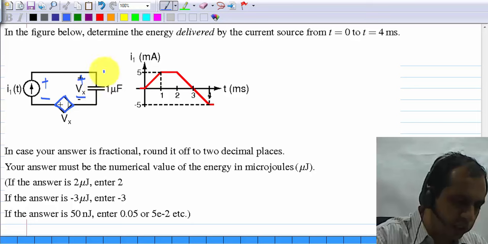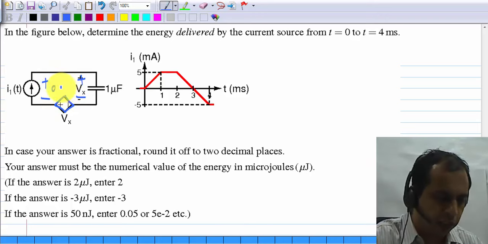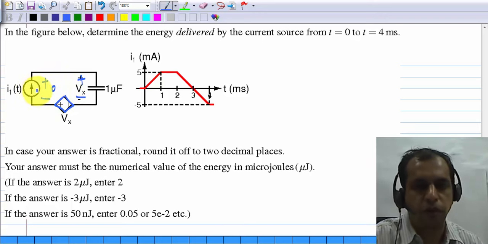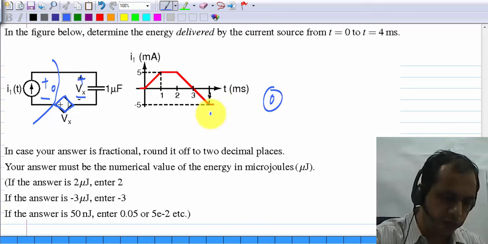So this voltage here is Vx minus Vx, or 0. So you don't need to do any calculations at all if you realize this. So the voltage across the current source is 0. So it cannot deliver any energy or absorb any energy. So the answer is 0.